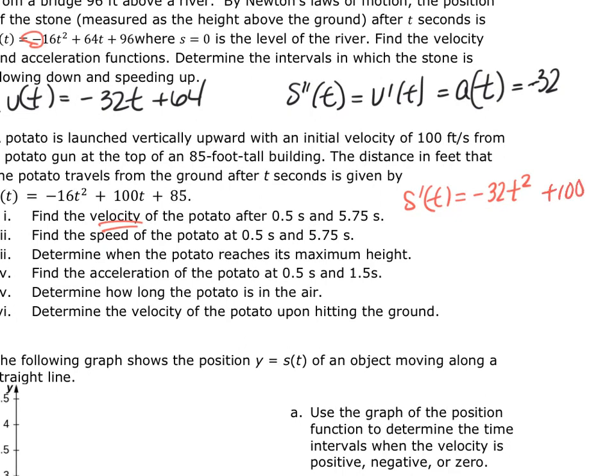And I'm going to put in there the 0.5, I'm going to put in there the 5.75 and determine what the velocity is. So to answer the first one, I'm going to do s prime of 0.5 and get an answer. And then s prime of 5.75 and get an answer.